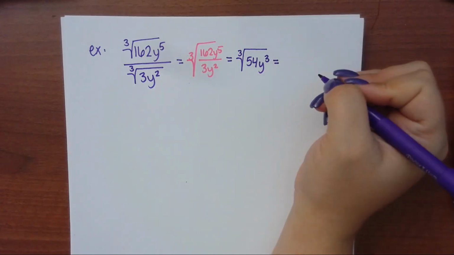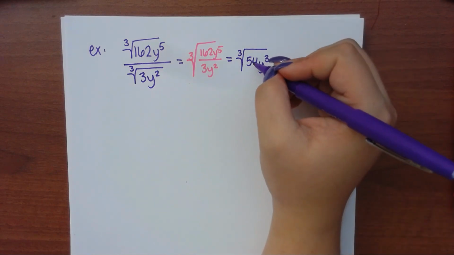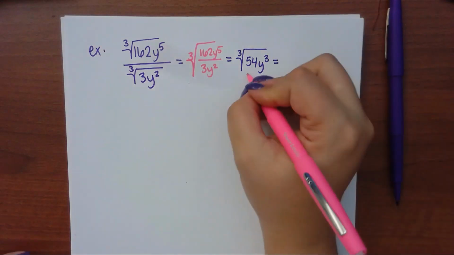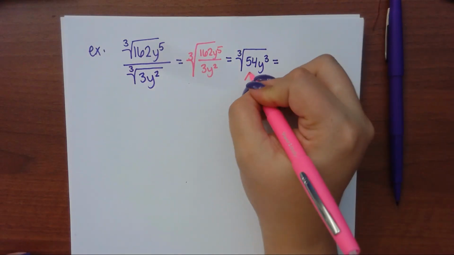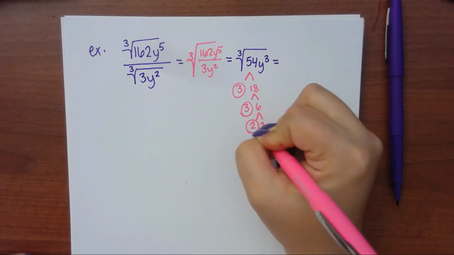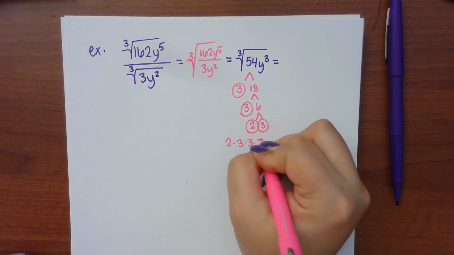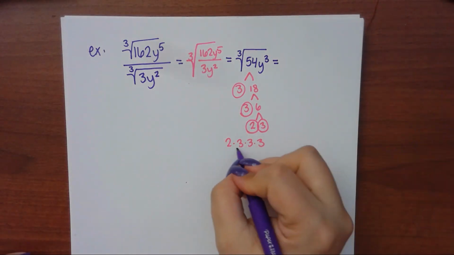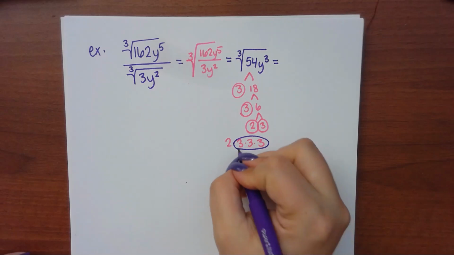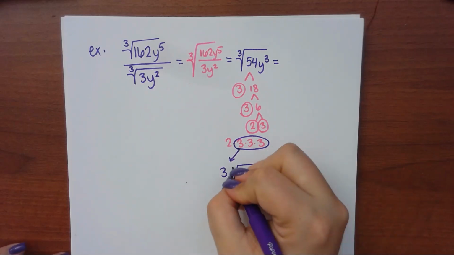This equals, if we take the cube root of 54, we're going to simplify 54. I did 3 and 18, 6, and 2 and 3. Now we're looking for 3 of a kind, so it's 2 times 3 times 3 times 3. My 3 of a kind is the 3's. So I bring one of those out, and I leave underneath the cube root of 2.